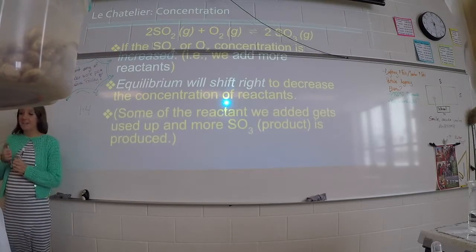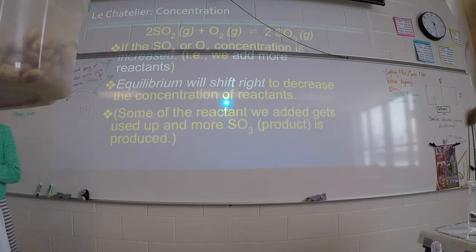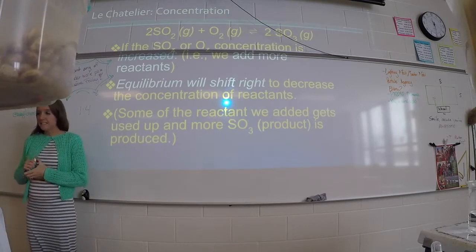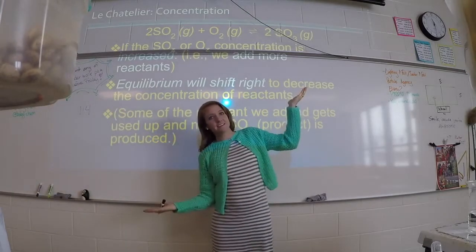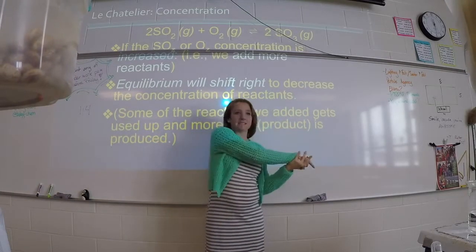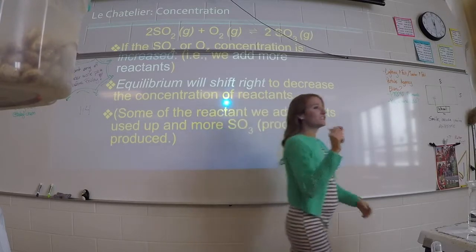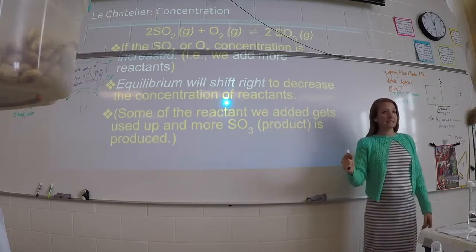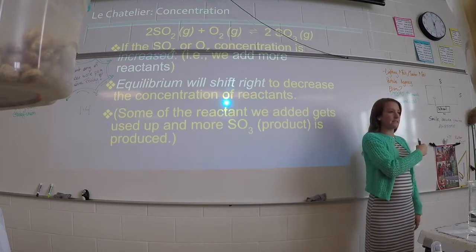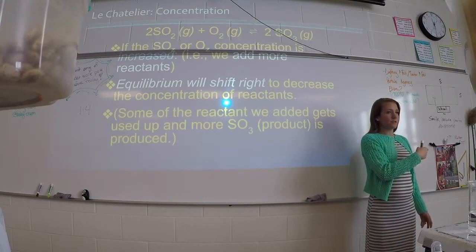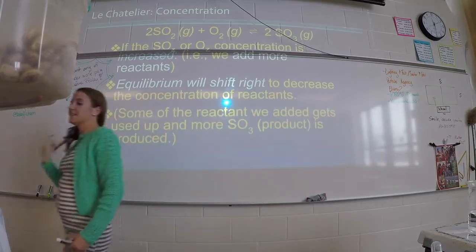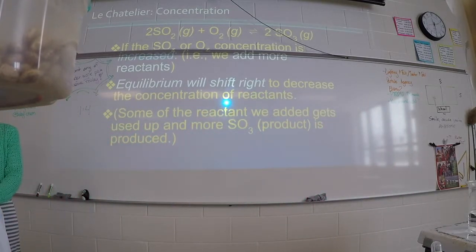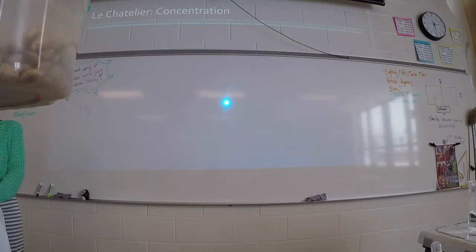So if we break it down, the SO2 and the O2 concentrations are increasing, then it's always going to shift to the right, because I've made this side heavy, and so it needs to shift away from the side I added it to. In general, anytime you add something, it's always going to shift the opposite direction because you already have too much on that side, right? And in a sense, then it gets used up in the process.